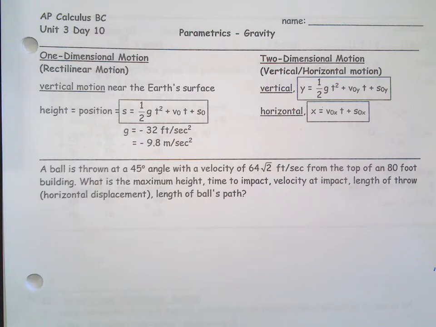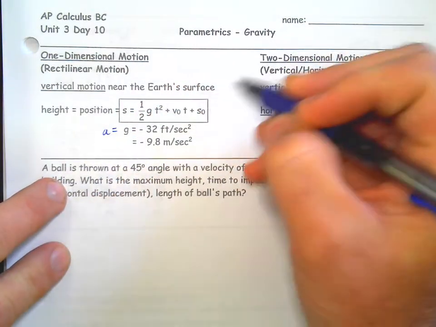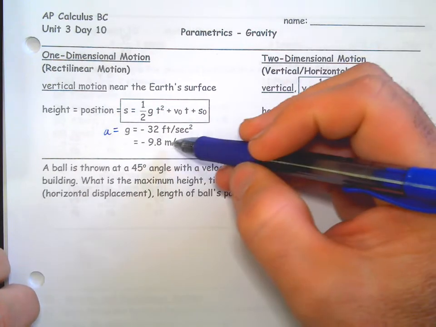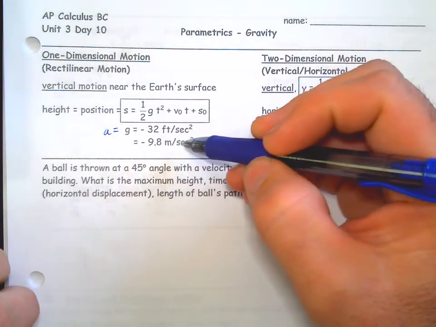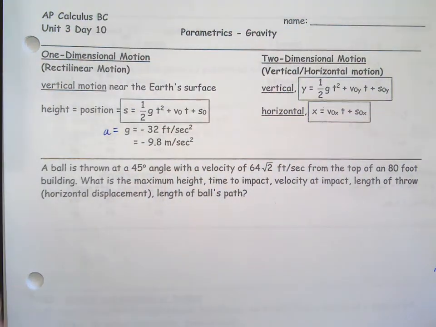So back when we did one-dimensional motion, rectilinear motion, we did some gravity problems, and vertical motion near the Earth's surface can be simplified as being affected by gravity only, but there, of course, are realistically other forces involved. But with that assumption, acceleration is due to gravity, which in English units is 32 feet per second squared. In the metric system, it's negative 9.8 meters per second squared. It's negative because gravity acts downwards and pulls things down.